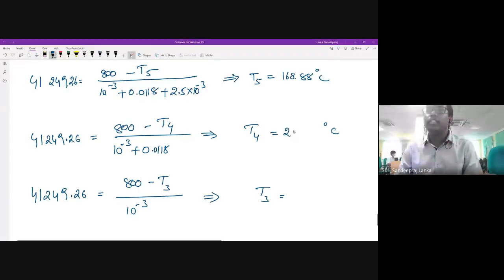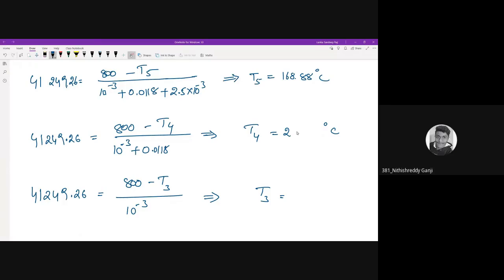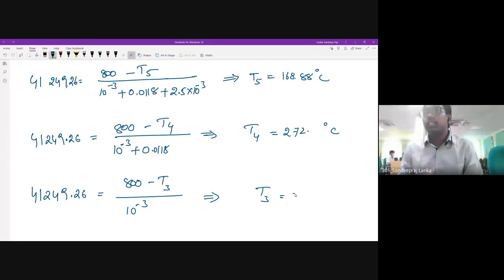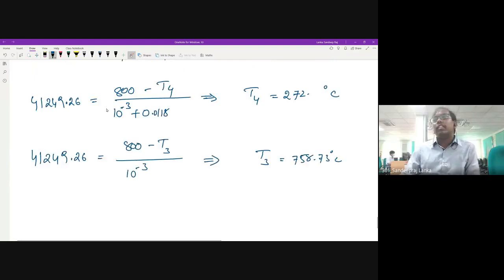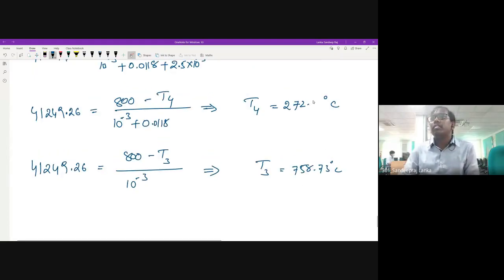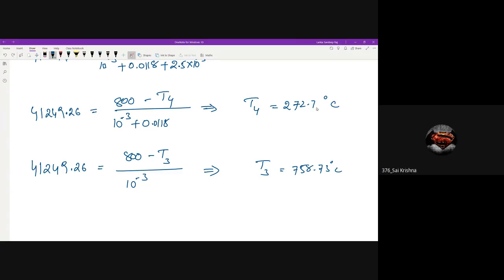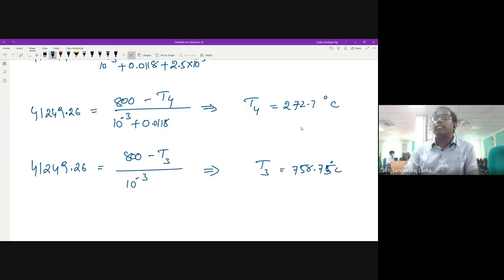Yeah, somebody tell me. This T3, 758.7, 758.73 degrees. Okay. Fine. See, what is T3, 73 or 75? Somebody say. T3, 73 or 75 doesn't make much difference. Okay, it is precise.